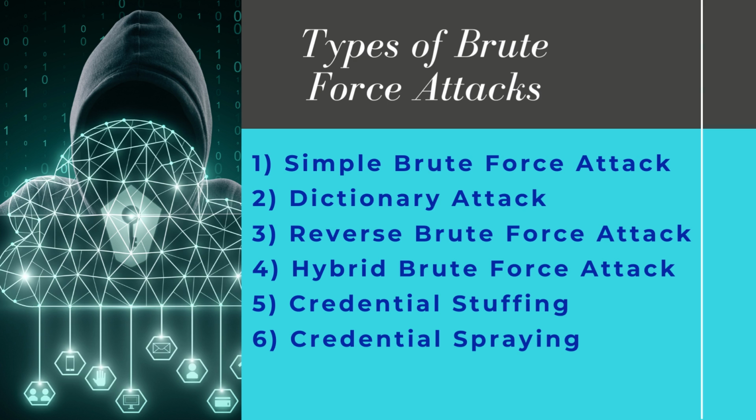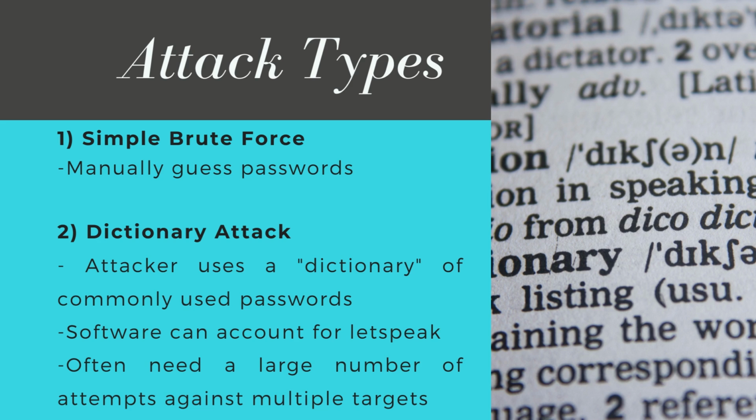So we're going to look at a number of different brute force attacks. Let's start with a simple brute force, and that's where an attacker is simply trying to guess manually a password. The next kind is a dictionary attack, and that's where an attacker will use a dictionary or a word list of commonly used passwords, and they will feed those in and try and guess the password. They often will use software, and the software can account for leetspeak, where the word would be password, again changing letters such as the A to the @ symbol or the O to a 0. For a dictionary attack to be successful, an attacker will often need a large number of attempts against multiple targets.